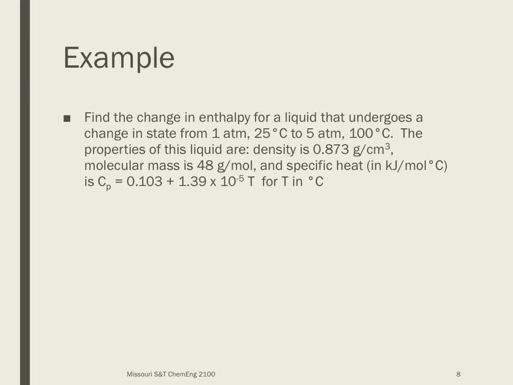Now in this case, it specifies that temperature is going to be in degrees C, and we want to find the change in enthalpy, so delta H, for this substance. So what we know is that delta H for this substance is going to be V delta P, this is a specific volume times change in pressure, plus the integral from T1 to T2 of C sub P dT.